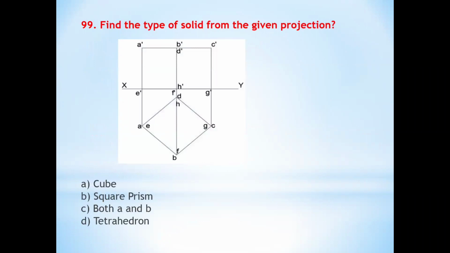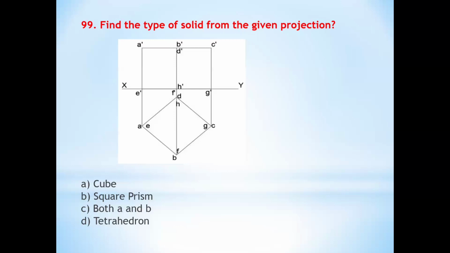Find the type of the solid from the given projection. You will see that whatever its top view is, we're getting a square, and the front view we are getting is a rectangle. We'll check out the options. So cube, we know about the cube, all the faces are equal. Square and equal faces we get there.